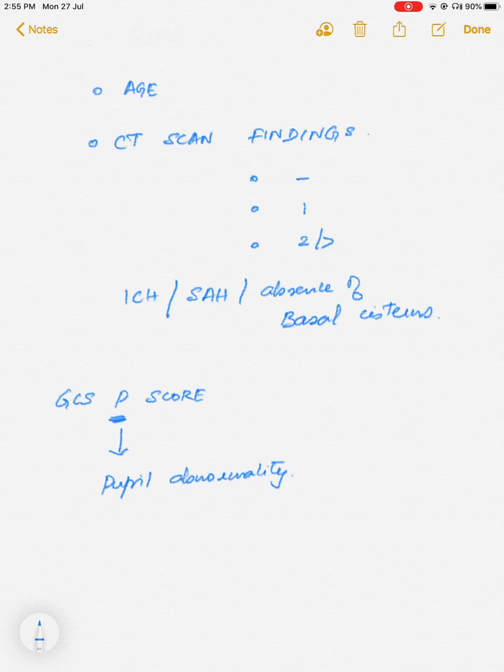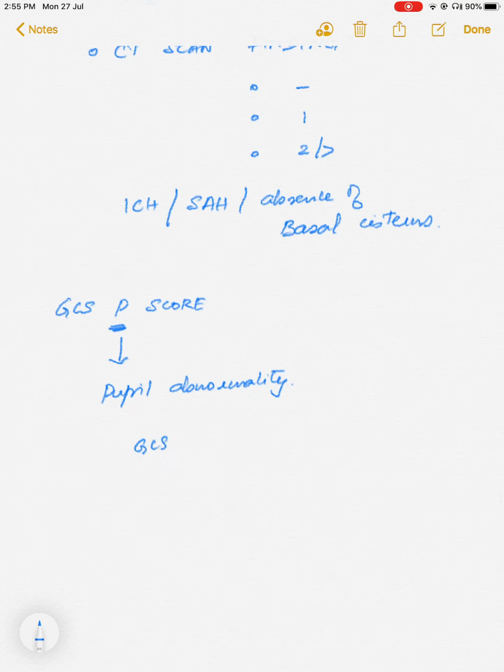Let's say a patient is having a GCS of 14 and you have two pupils, right and left. The right is reacting to light, the left is not reacting to light. So we subtract from the GCS the number of pupils that are not reacting. Here in this case, it is going to be 14 minus 1, so the score will be 13. That is what is called the GCS-P score.